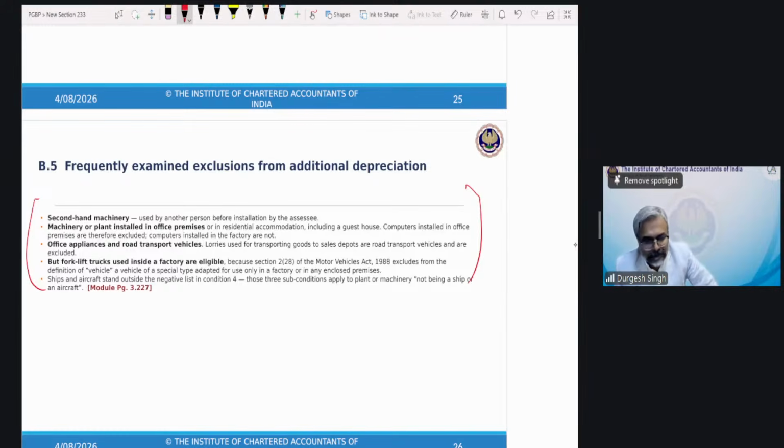One point or maybe like an MCQ. So therefore you just need to be very clear about it. Frequently asked exclusion from additional depreciation: second hand machinery, will it be eligible? No, only the normal depreciation is available.